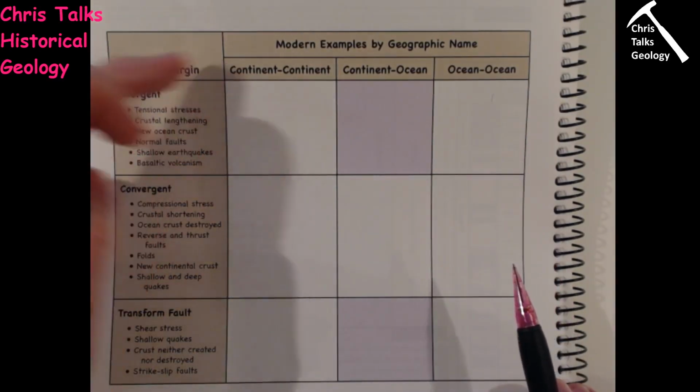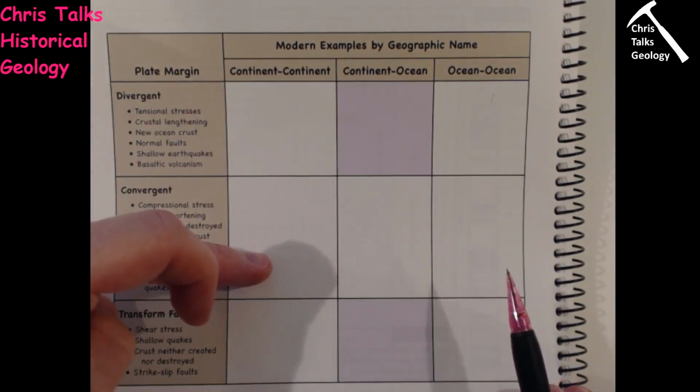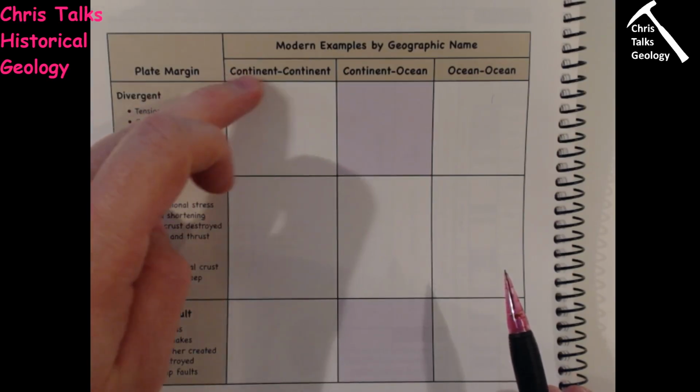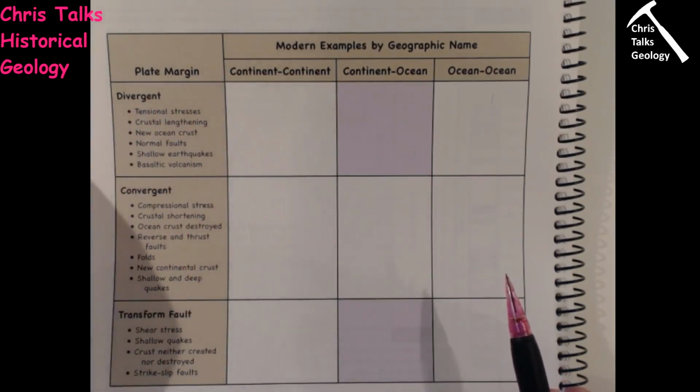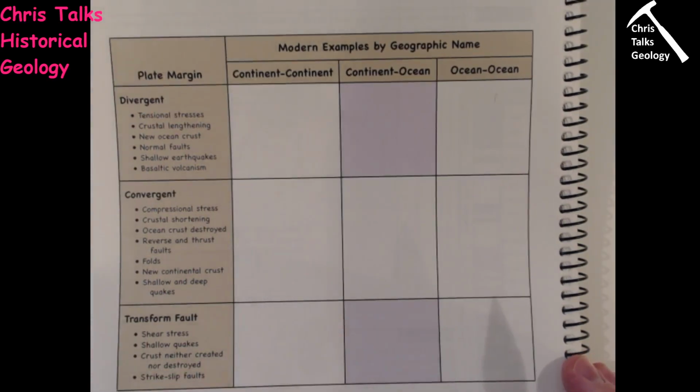So a modern example of a continent-continent divergent boundary, a modern example of a continent-continent convergent boundary, and a modern example of a continent-continent transform boundary. You'll be able to find this information very, very easily, because in this particular instance, Google is your friend. So hit Google and you'll be able to get this table done in a matter of minutes.